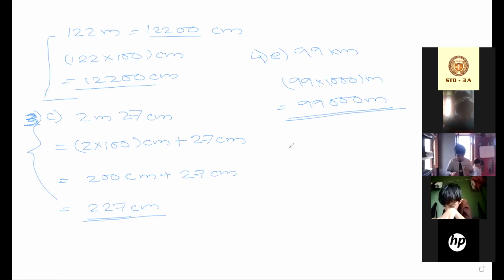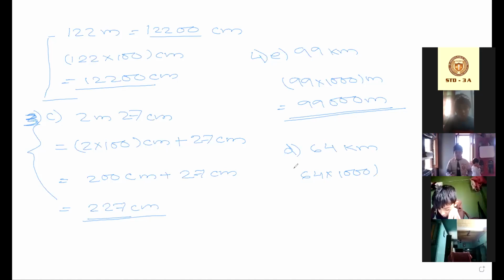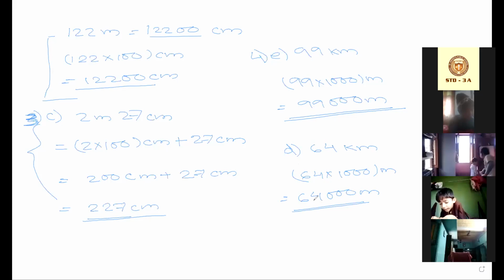Another example, question number D, I guess. 64 km. To convert 64 km into meter, 64 into 1000. So 64,000 meters. This is the answer. Okay, is that clear? Everyone, is that clear? You can raise your hand if you have any doubts.